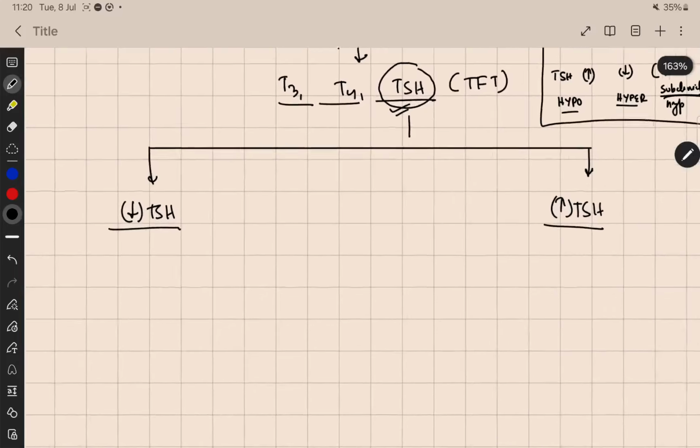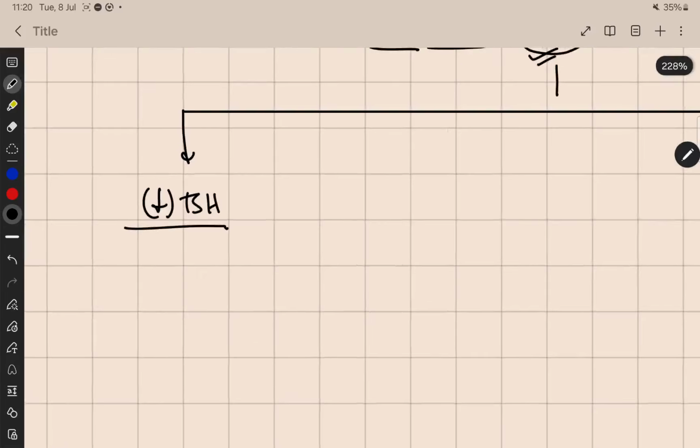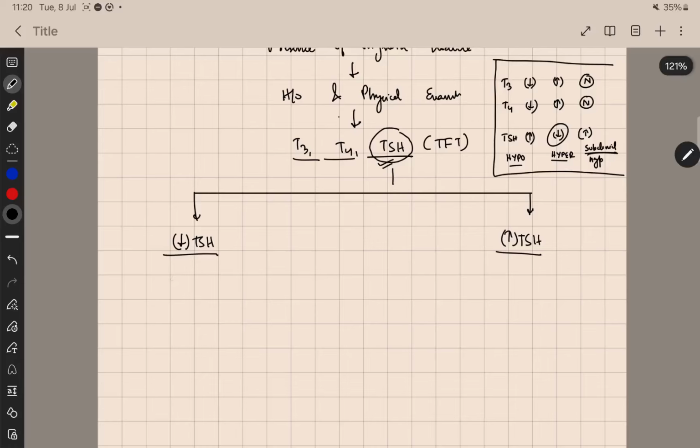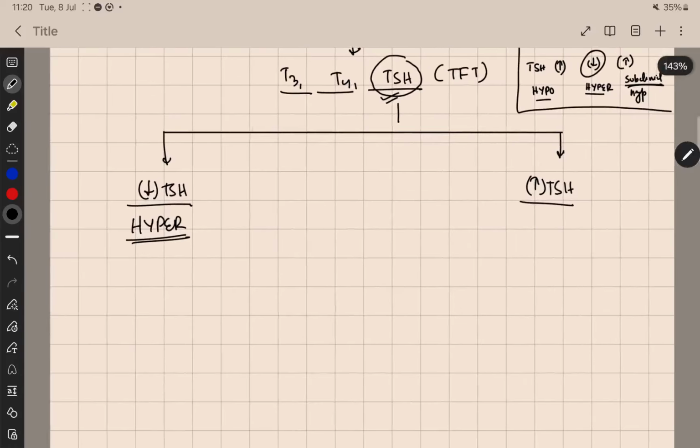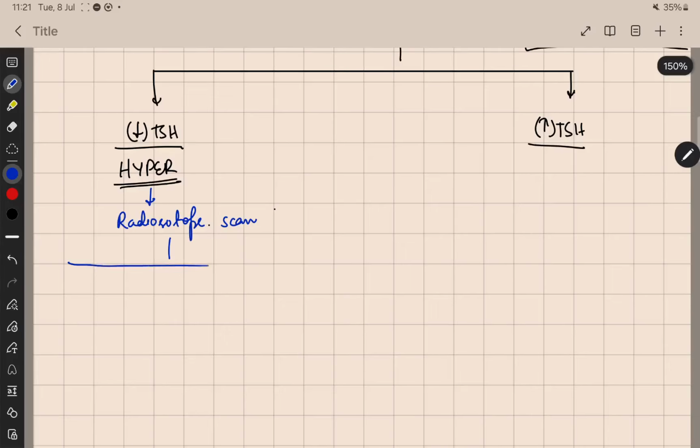Anyways, if there is low TSH and the T3 and T4 are high normal, then it is a case of hyperthyroidism. In this case, we'll do a radioisotope scan. I'll tell you about the radioisotope scan later. In a radioisotope scan, you can get either a hot nodule or a cold nodule.